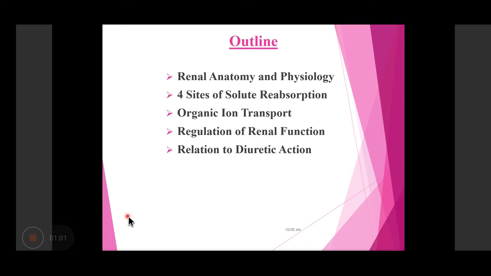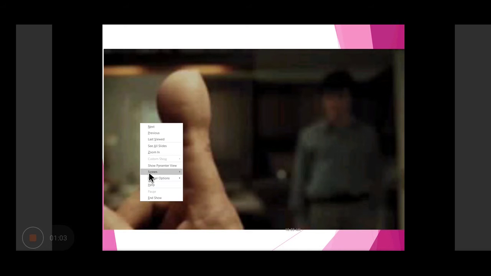So there are third space collections. There can be edema due to the cardiac origin, the renal origin or the hepatic origin, which can result in a lot of accumulation of body fluids.